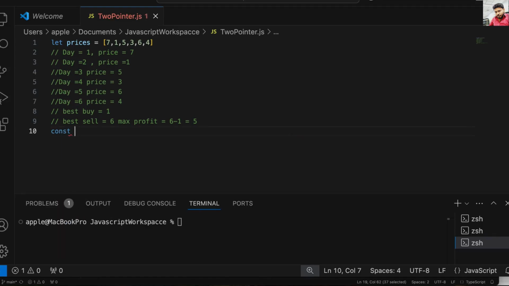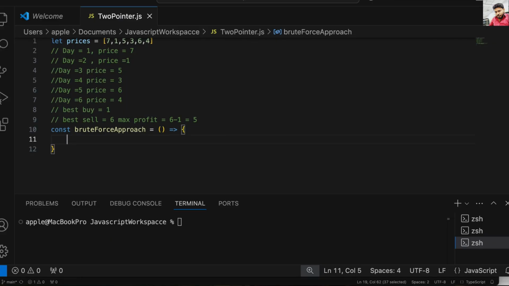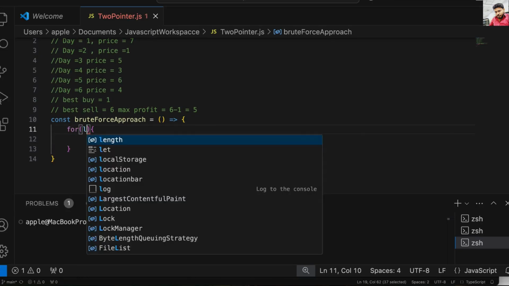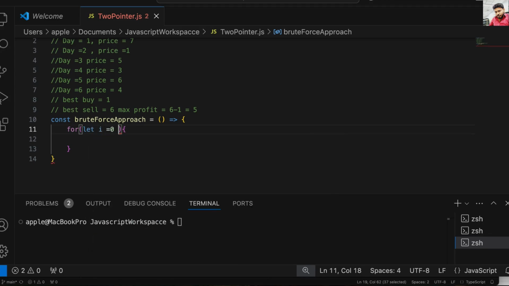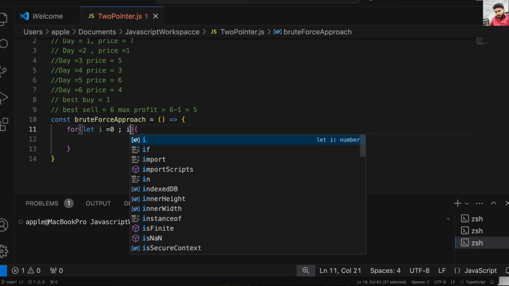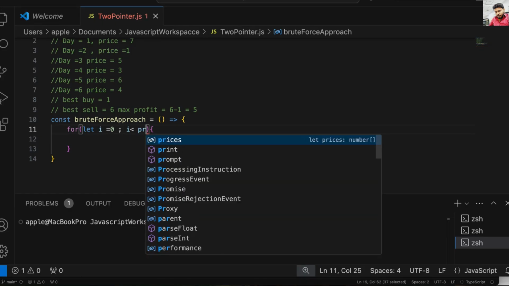Okay, const brute force approach. I'm going to write a code for this one. In the brute force approach, we need to have two loops. One loop will start with let i. I will type the program and then we will explain. This will take the initial value and compare it with the other price values.